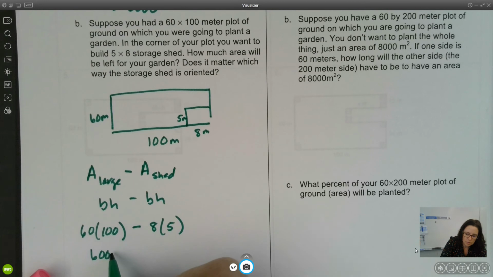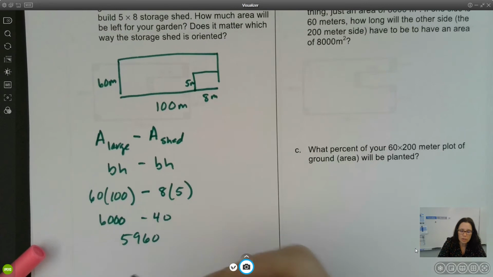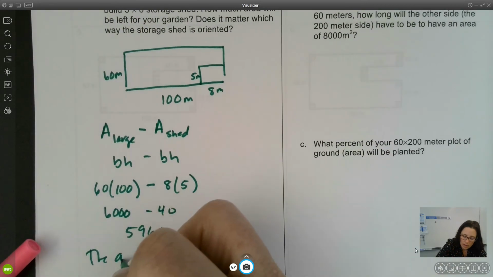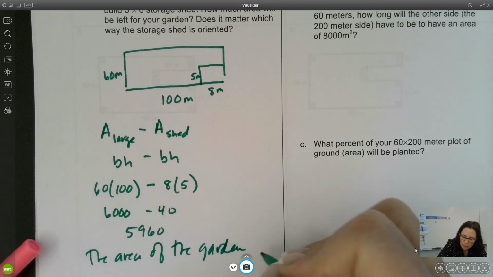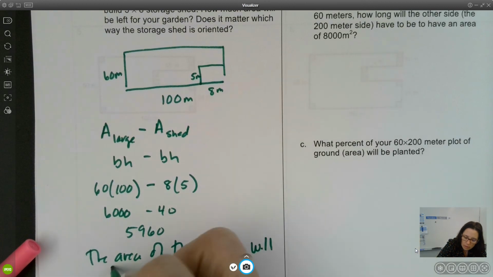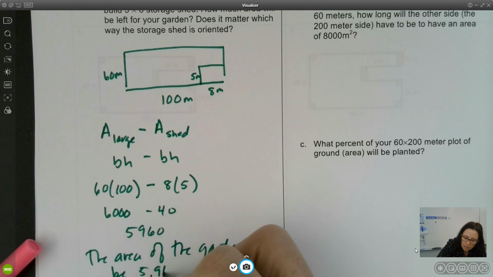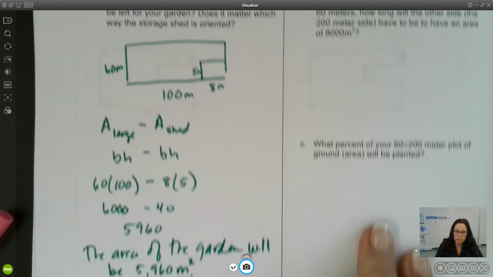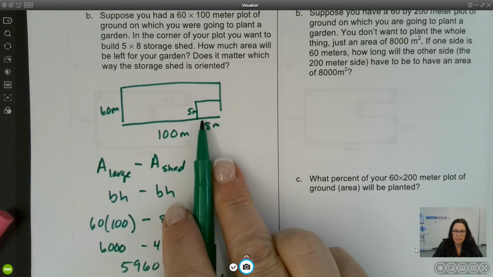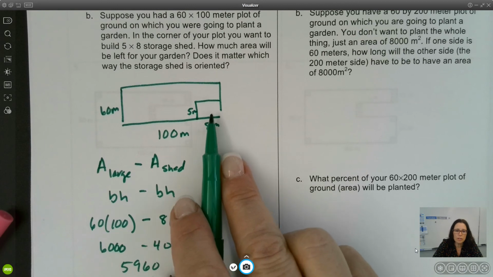So 6,000 minus 40 equals 5,960. Okay, so the area of the garden will be 5,960 meters squared.